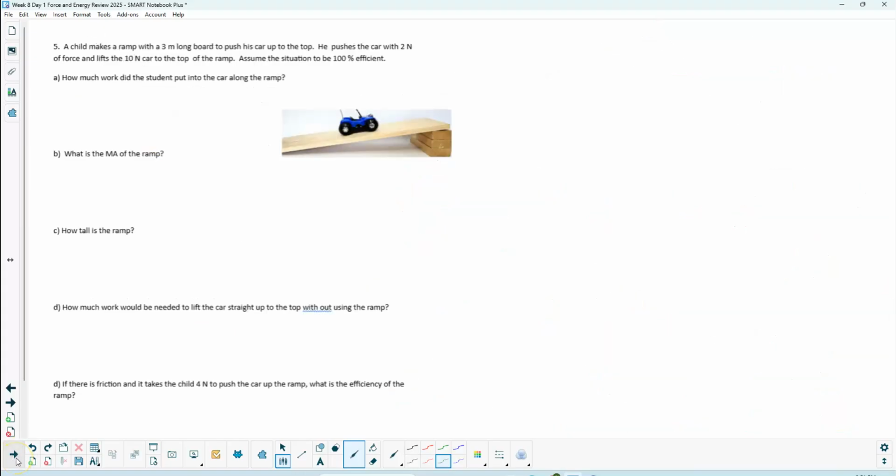All right, last one here, number 5. A child makes a ramp with a 3-meter long board to push a car up to the top. He pushes the car with 2 newtons of force and lifts the 10 newton car to the top of the ramp. It says assume the situation to be 100% efficient. Okay, so that means that the work out equals the work in. Or if we use the efficiency equation, efficiency equals work out divided by work in. So they're the same number, so that just equals 1. That means it's 100% efficient.